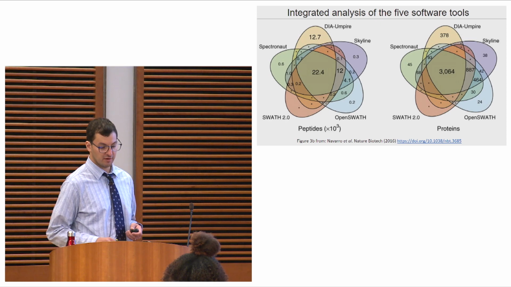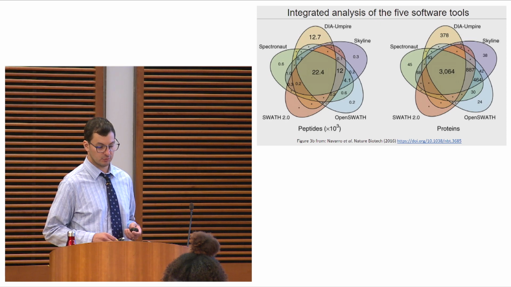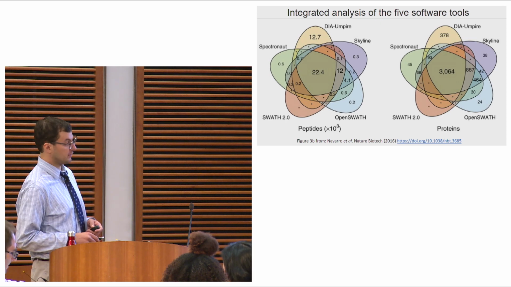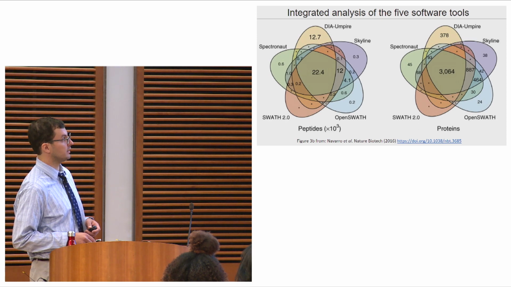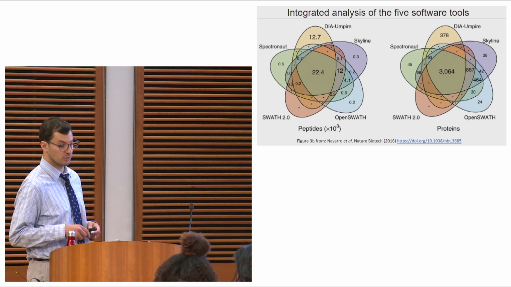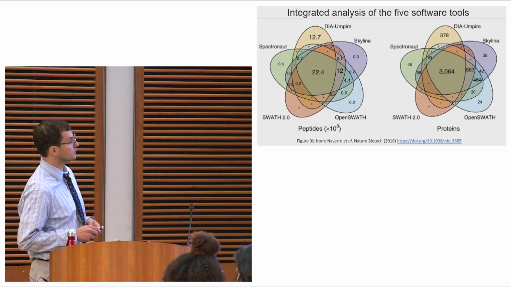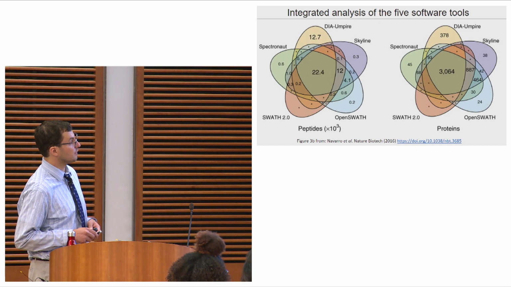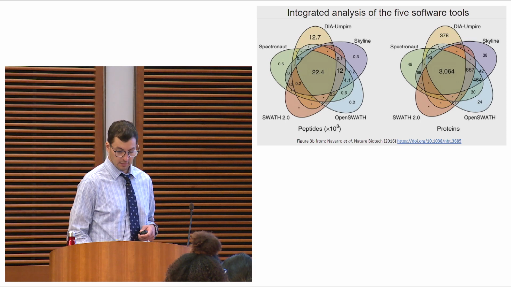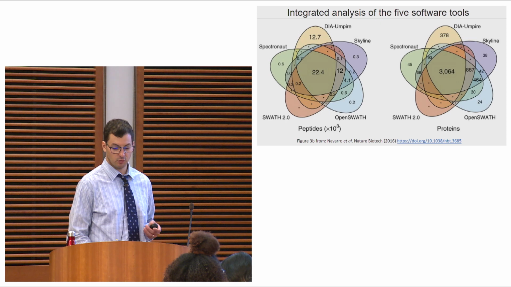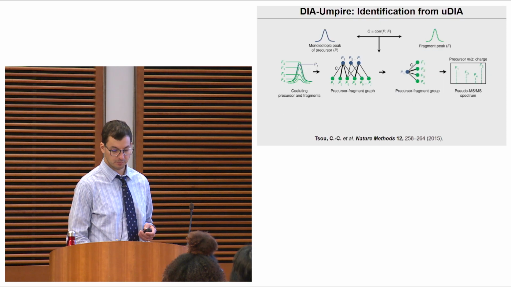So let's compare these five main DIA software analysis tools. I'm showing you a panel from a figure from a 2016 Nature Biotech paper here, where they're looking at the unique peptides on the left and the unique proteins on the right from each of those five XIC-based tools. And what you can see is that they all sort of find the same thing, except for DI Umpire. DI Umpire finds a few different things, and then it misses out on a bunch of stuff that the other tools found. And remember, I told you this is the only one that doesn't require a starting spectral library.